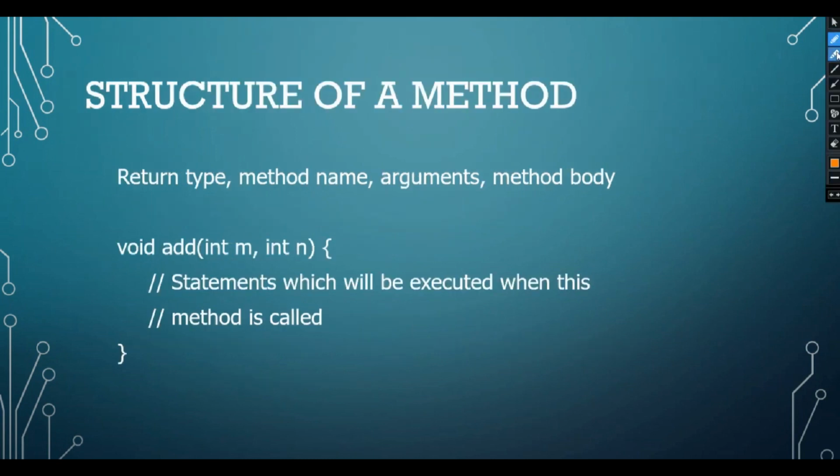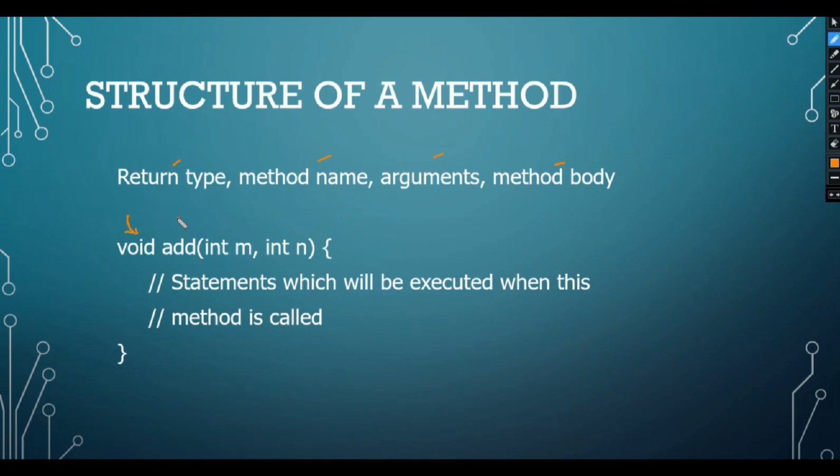Okay, let us see the structure of a method. In the structure of the method there are basically four things: the return type, the method name, the arguments and the method body. Now let me identify the four parts. The first part is here. This is the return type. Return type is void. I will explain about this return type a little later.